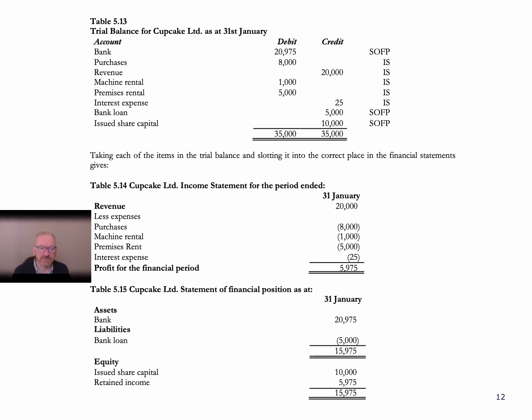And I've just reproduced the trial balance here, gone down through it and said where these items are going to end up. Well, the bank is going to end up in the statement of financial position. Purchases will be in the income statement, revenue in the income statement, machine rental in the income statement, premises rental in the income statement, interest expense in the income statement, bank loan and issued share capital will be in the statement of financial position. So this is the income statement here.